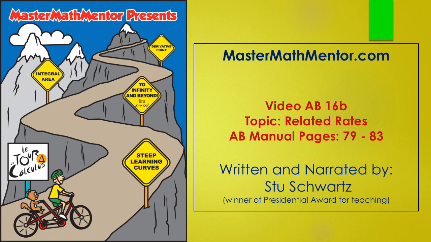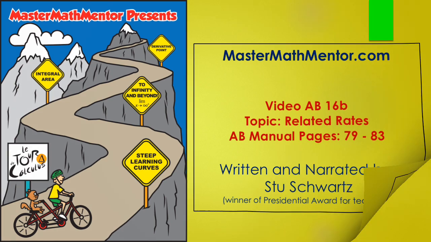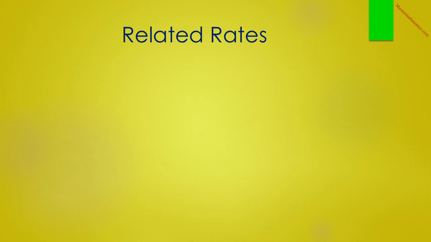This is video AB16b. The topic is related rates, and this is the second half of the video. It covers the AB manual, pages 79 through 83. Follow this procedure to solve related rates problems.